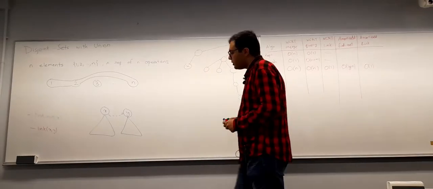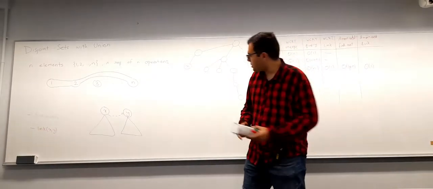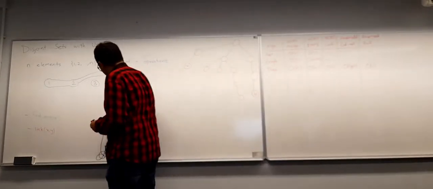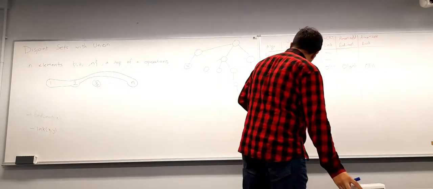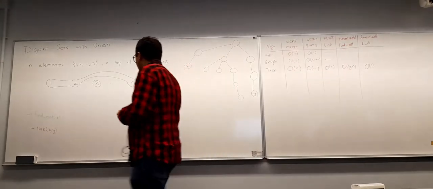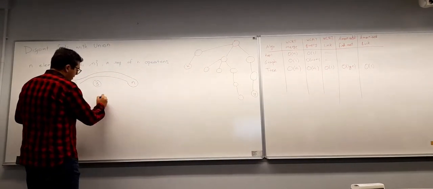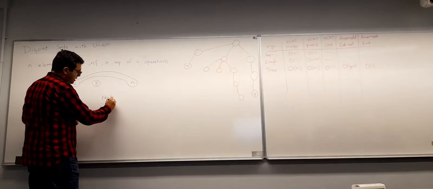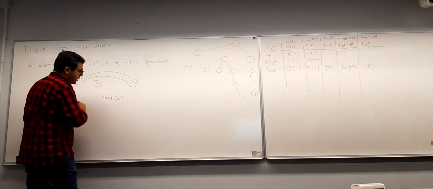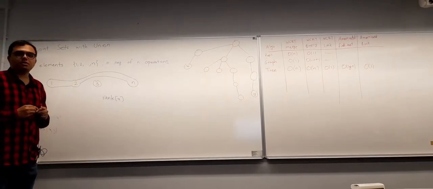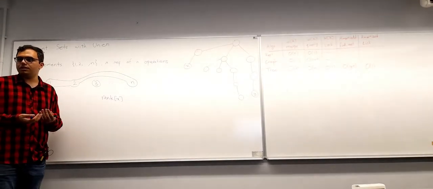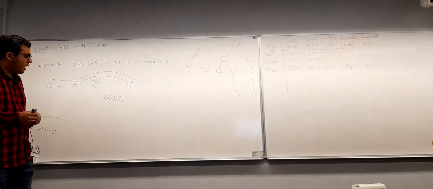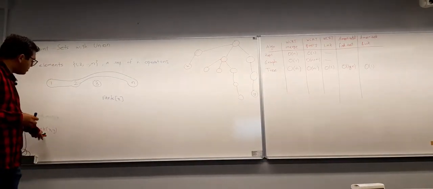So another way that people do this, and it's pretty similar, is that we define a rank for every element. So I can again have an array called rank, and let's say that there is a rank associated to every element. And initially, all elements have a rank of 0. Okay, and now what happens when I want to do link?